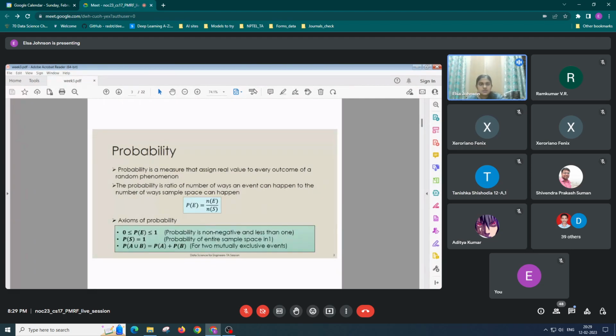All right. Now next one is probability. So probability, every one of you knows, is a measure that assigns a real value to every outcome of a random phenomenon. So it's like number of E by number of S.